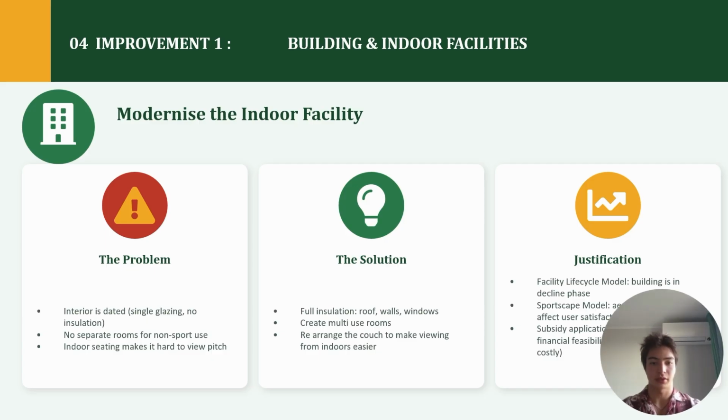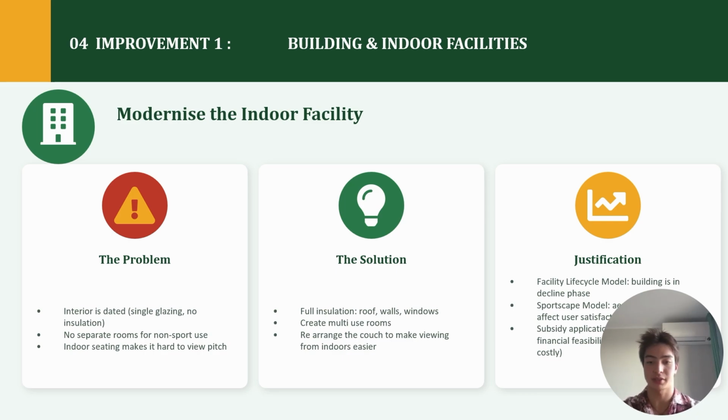Moving on to the improvements, our first step is to modernize the indoor facility, which is something that the sport park manager also agreed with. The problem is that the interior is dated, there's single glazing and no insulation, there's no separate room for non-sports purposes, and the indoor seating makes it hard to view the pitch. Our solution is to fully insulate the roof, walls, and windows while also creating multi-use rooms so that those who partake in the language or lifestyle classes weekly have a place where they can do these classes. We will also rearrange the couch to make viewing from indoors easier.